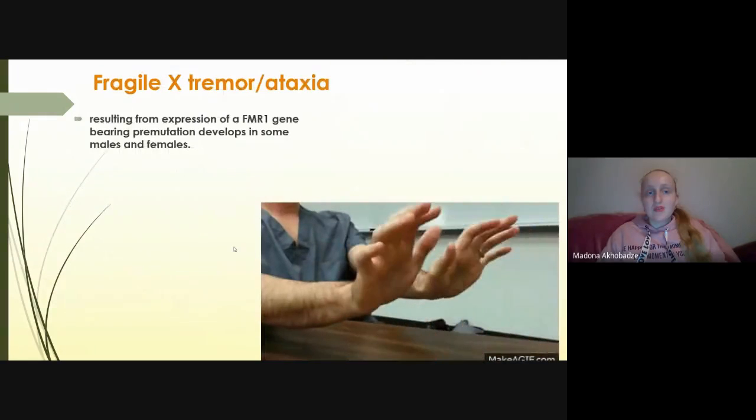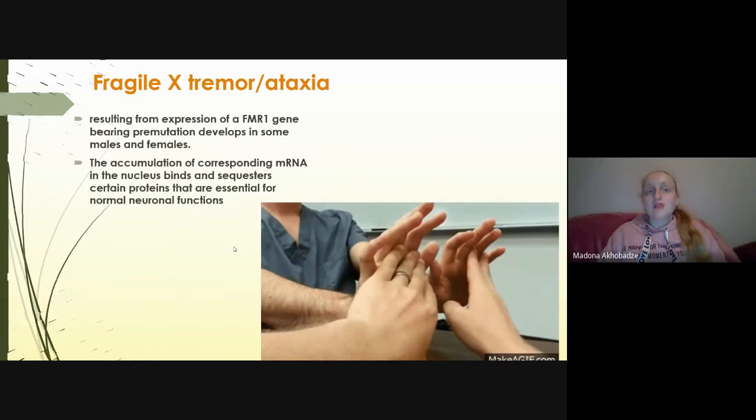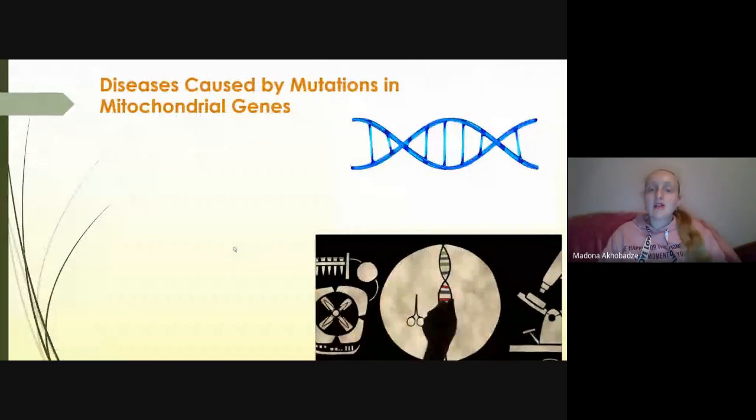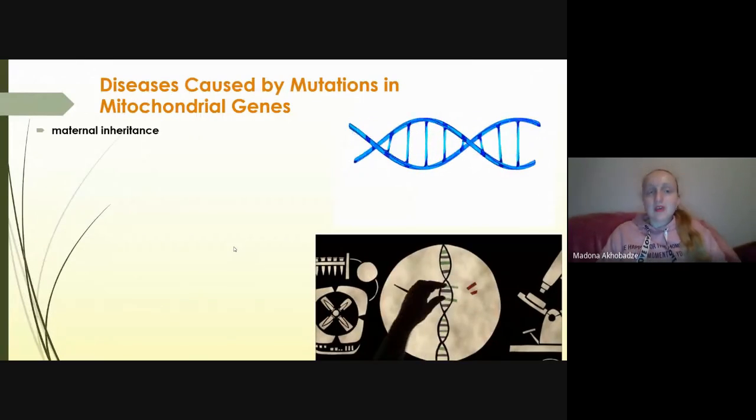So fragile X tremor ataxia is another disease, not linked with the mental retardation, but with ataxia, like Huntington's disease, dysphoria, athetosis, and so on and so forth.